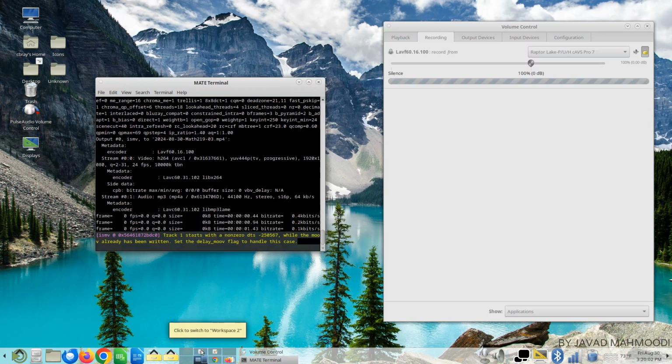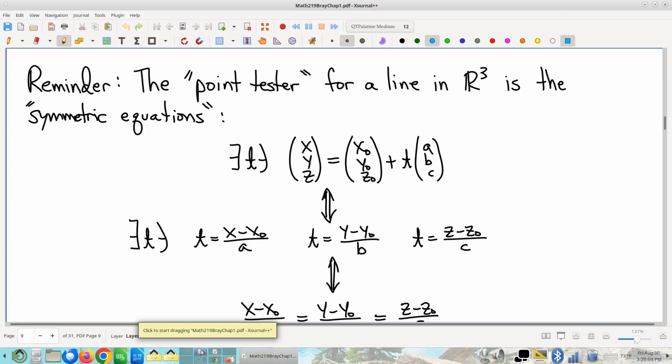Okay, off we go. So here's where we left off. We had been talking about parametric curves and the difference between a parameterization and an equation and stuff like that, right? So the very last thing that I want to entertain in this section before we go on is the idea of how do you find what I'm going to call a point tester for a line in R3.